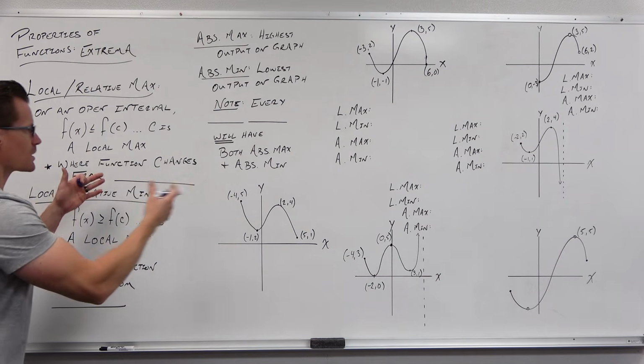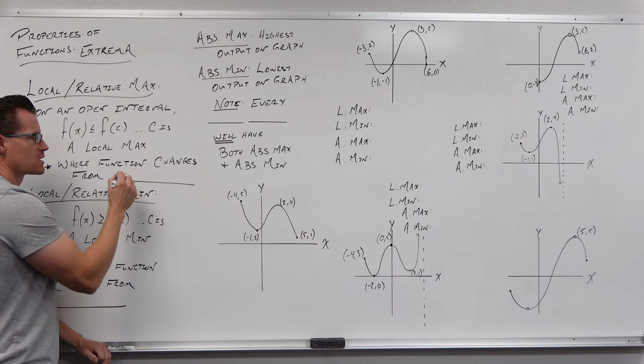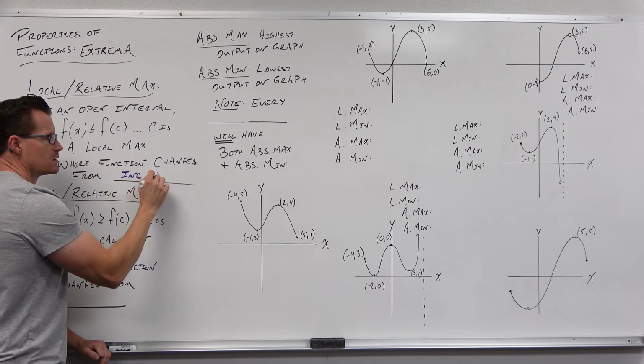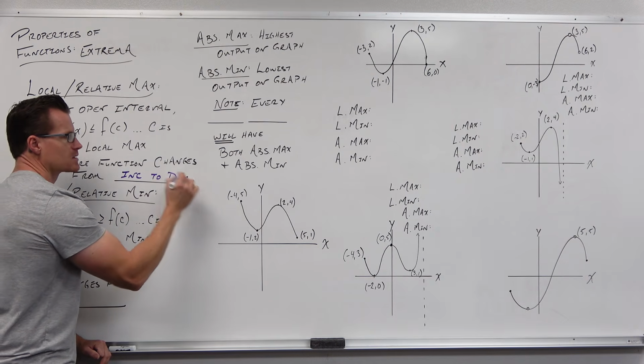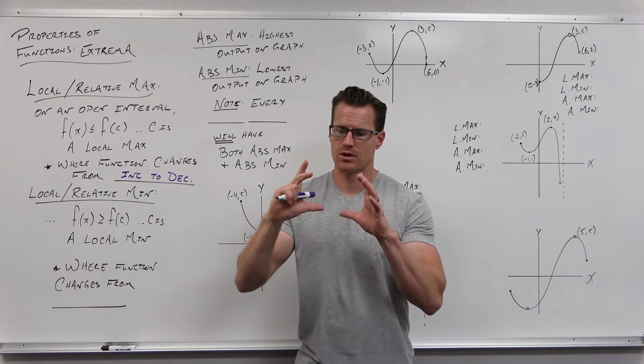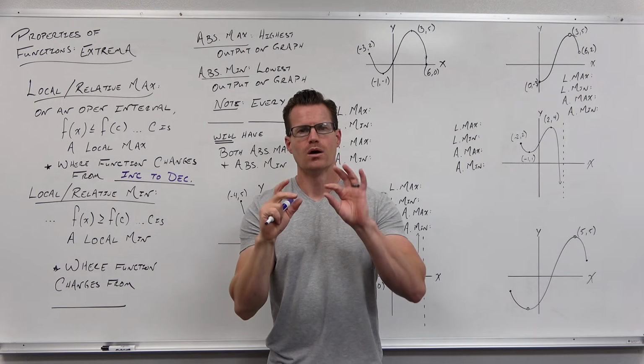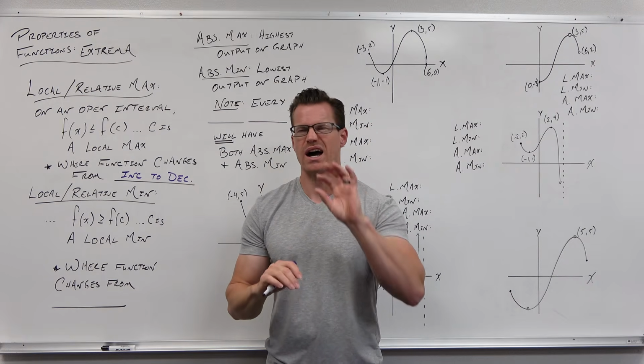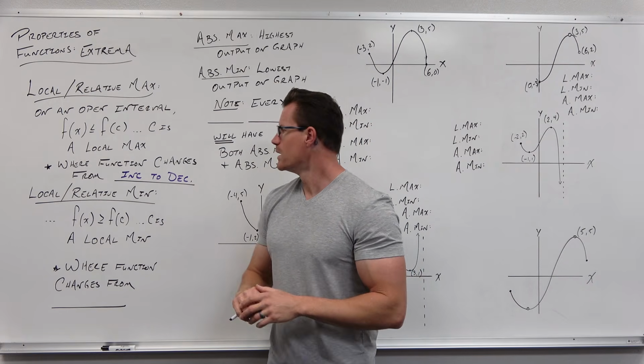So we are going to generally look where a function changes from increasing to decreasing, and that's going to give us a relative or a local maximum: a neighborhood of points, this open interval, where we have one value higher than, or equal to, all the ones around it.